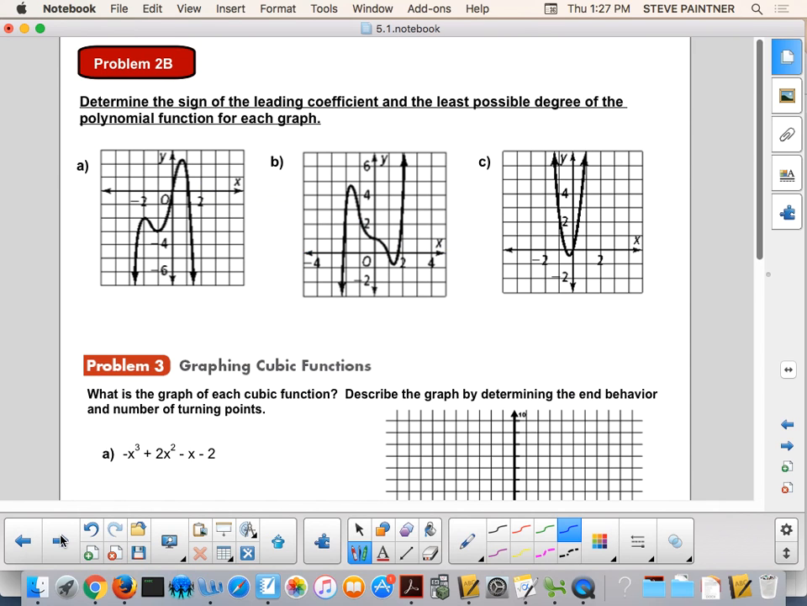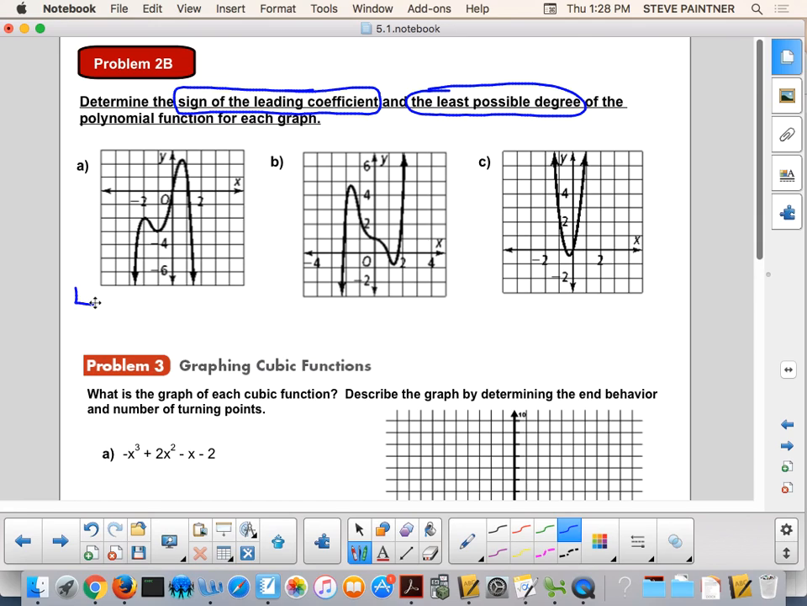Look at your next picture right here. Your job on this one is to look at your graph. Determine the sign of the leading coefficient. So is it going to be a positive or a negative to make it do this? And then give me the least possible degree of the polynomial. Just by looking at the picture, you can tell me this.